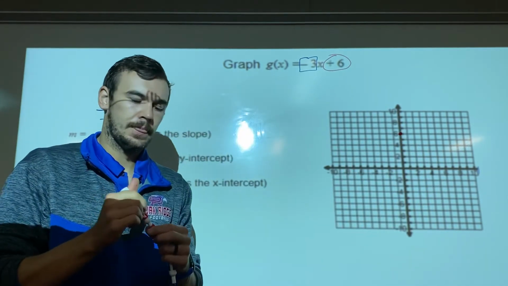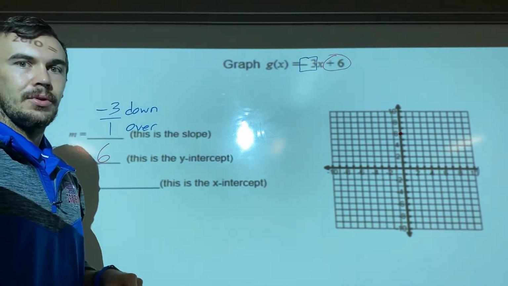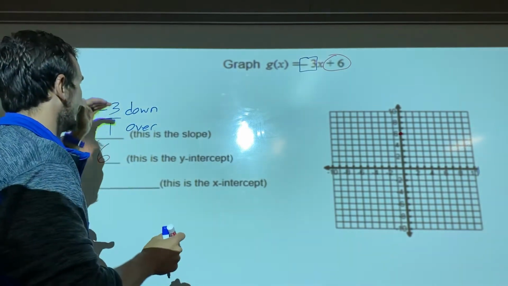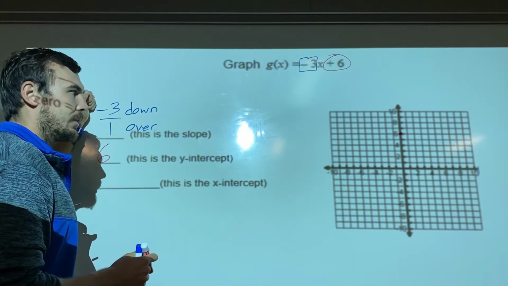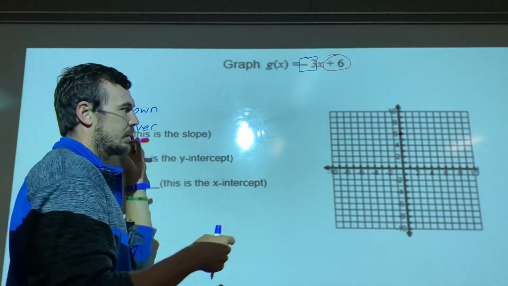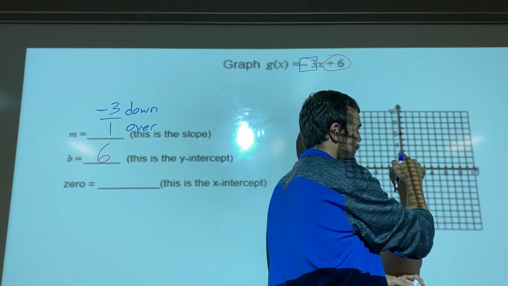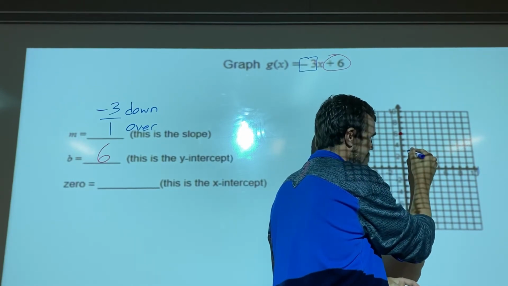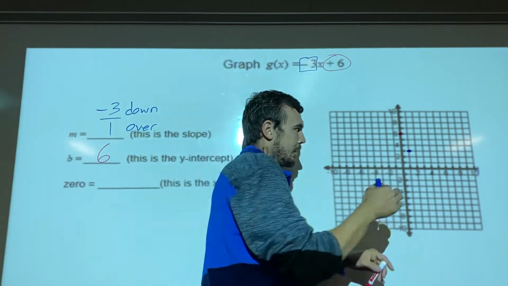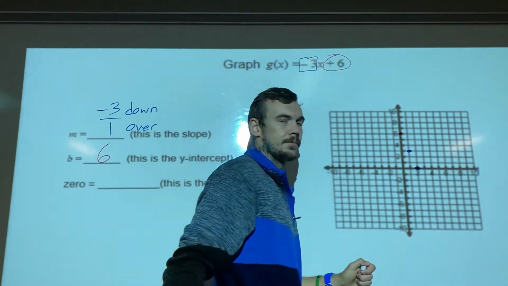So now, what I told you when it came to a negative slope, instead of going up and over, because that makes it a positive, we're going to go down and over. We're going to go -3 units down and 1 over to the right in the positive direction. So here we go. Let's try it out. We're going to go down 1, 2, 3, over 1. Draw your point. Let's do it again from this new point. Down 1, 2, 3, over 1.